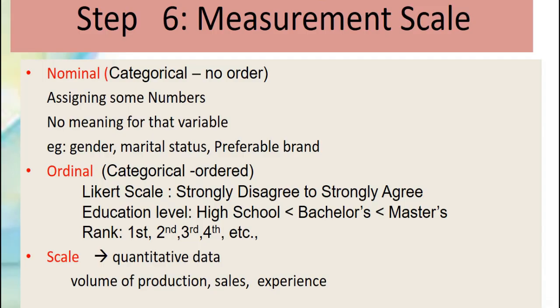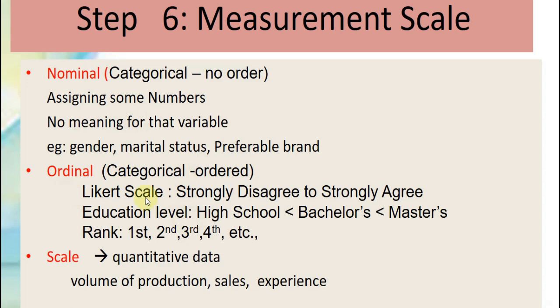The last one is measurement scale. The most important thing is that you have to know your variable. We have asked a lot of questions in our questionnaire. Each question comes under one of these measurement scales. If you ask a question with options, and the options don't have any order, that is called nominal data.